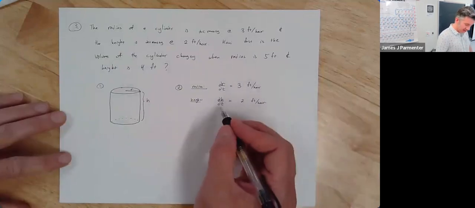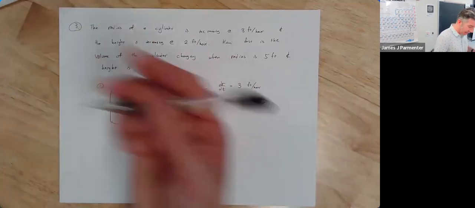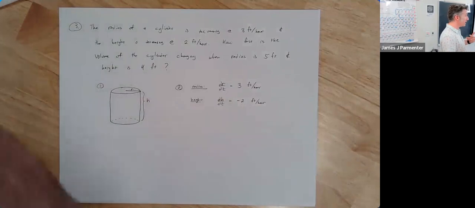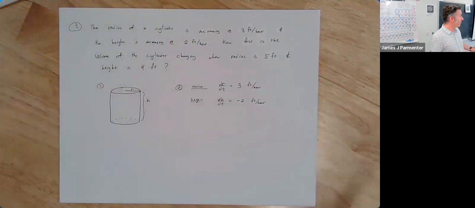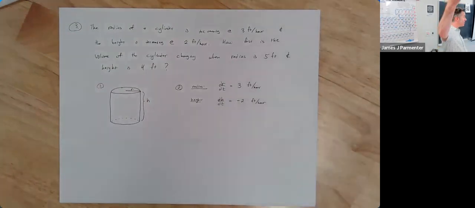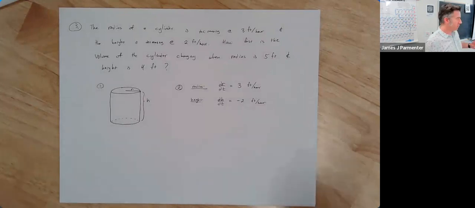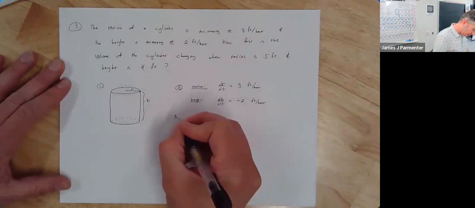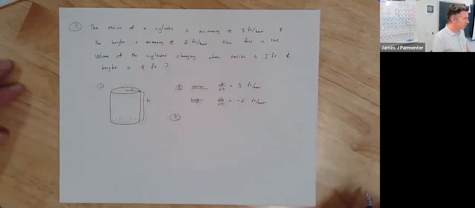Right. So what should I say that dh/dt actually is? Negative 2 feet per hour. When you have something that's decreasing, it means the rate of change is negative. Think about it graphically: if you have a function that's decreasing, its derivative, aka the slope of its tangent line, is a negative slope. So things that are decreasing should go with negative derivatives. And now we want the equation of the, oh, I missed a thing.